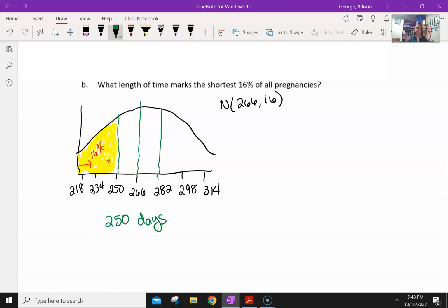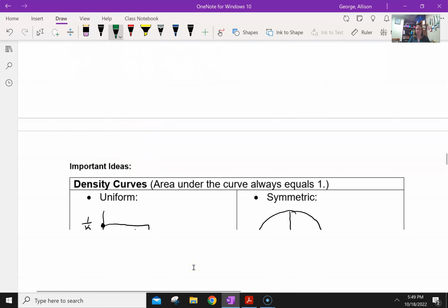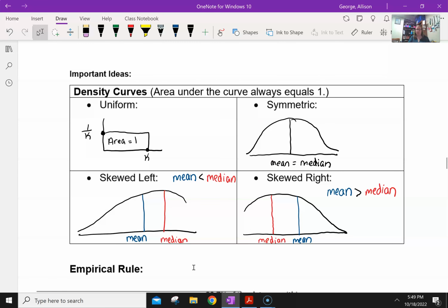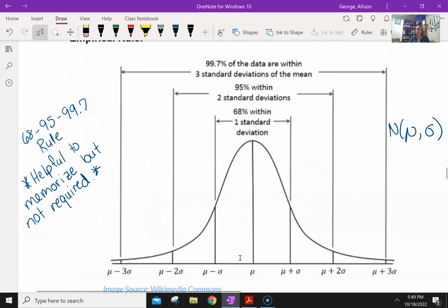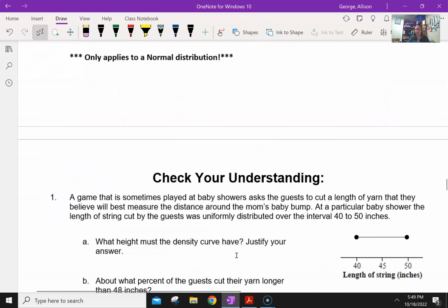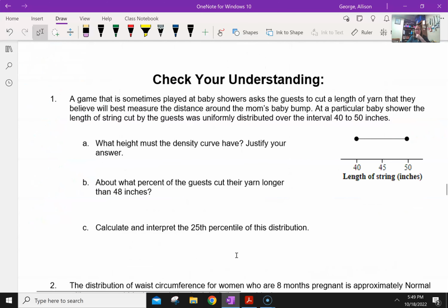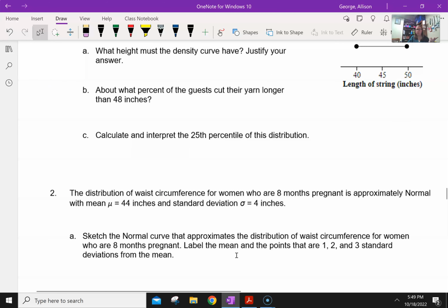All right, so that is a speed run through Monday's notes. There are, on the next page, this is on the completed notes on Canvas. I went through and drew out the different types of density curves, gave you the empirical rule one more time. Again, it's helpful to memorize, but it's not required because you can always do the calculations to figure this out. And then there are a couple of practice problems here on the Check Your Understanding. The first one's a uniform distribution. The second one is approximately normal. The answer key to that is on Canvas in the completed notes. So if you want to try those and check yourself, go for it.